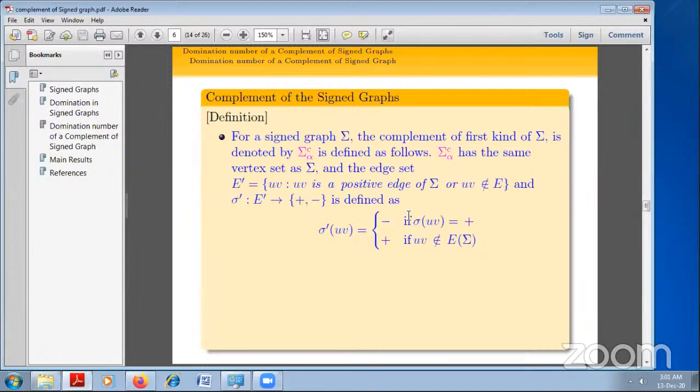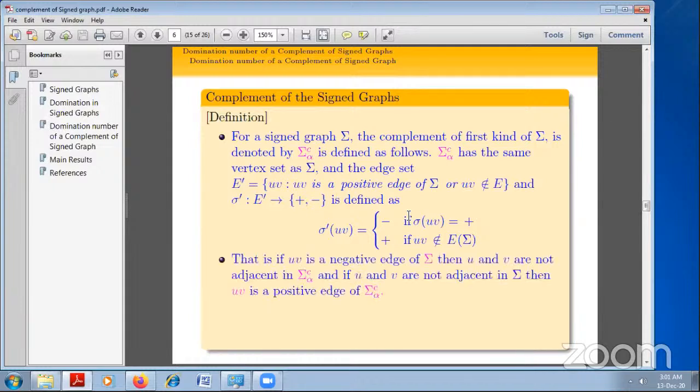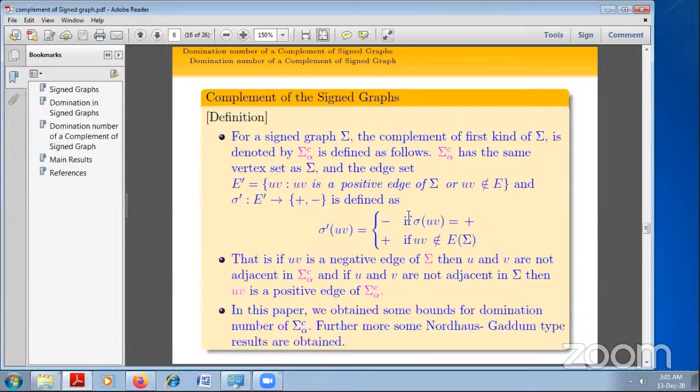Sigma dash of UV equals minus when sigma of UV equals plus. If UV does not belong to E of sigma, then sigma dash of UV equals plus. That means if UV is a negative edge of sigma, then U and V are not adjacent in sigma alpha complement. And also, if U and V are not adjacent in sigma, then UV is a positive edge of sigma alpha complement. This is the definition of the complement of signed graphs. In this paper, we obtained some bounds for the domination number of sigma alpha complement, and further Nordhaus-Gaddum type results are obtained.